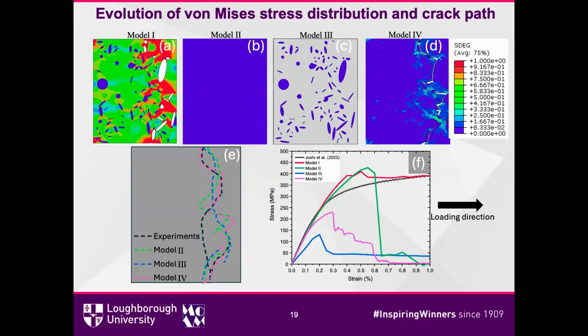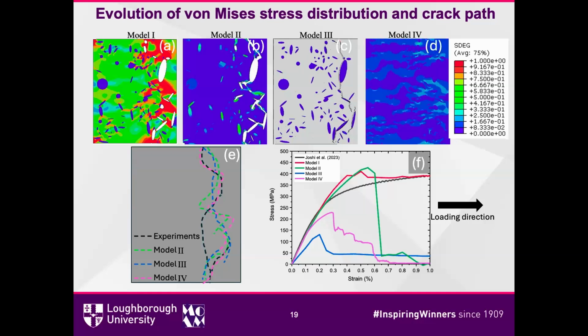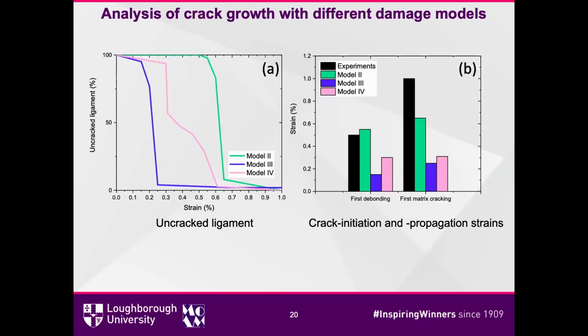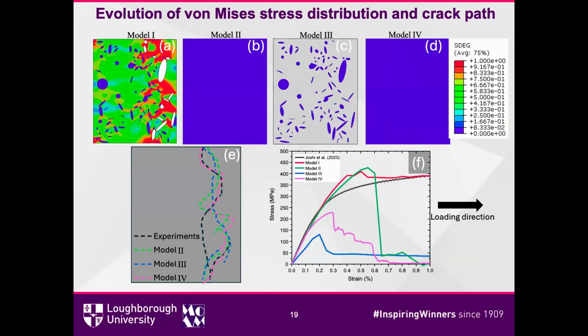And for model 4, we use the Johnson-Cook damage model in the matrix and a cohesive interface between the graphite particles, and also ductile damage for the modeling. And then we compare our predicted crack path with the experimental path, and we find the upper part is in good agreement with the experiment. However, this part is slightly different.